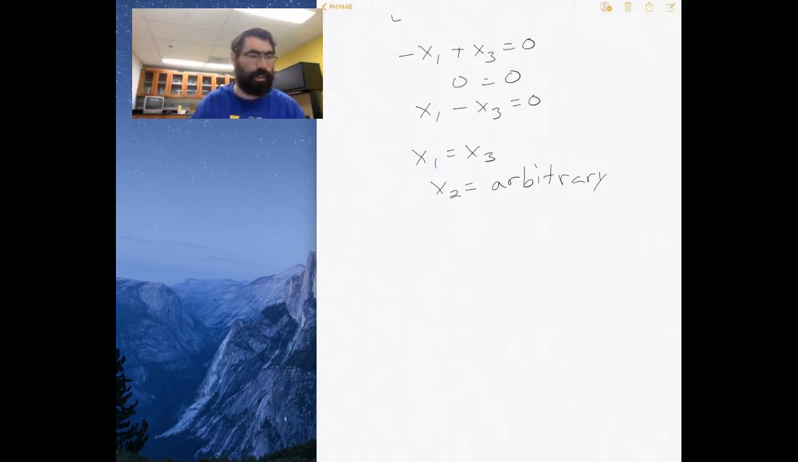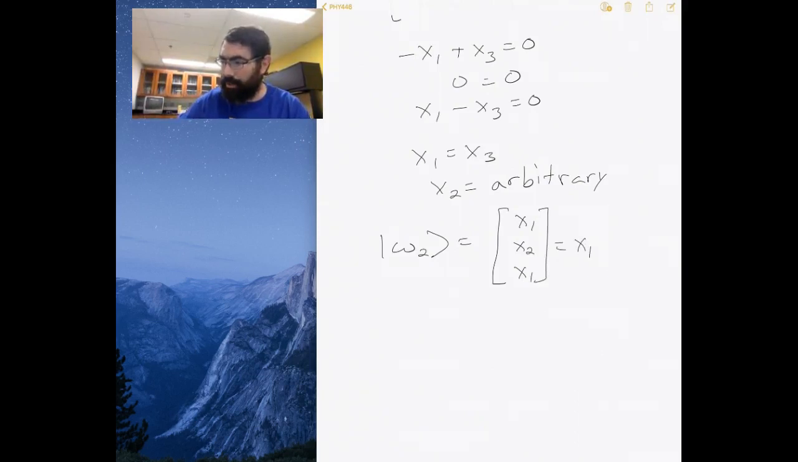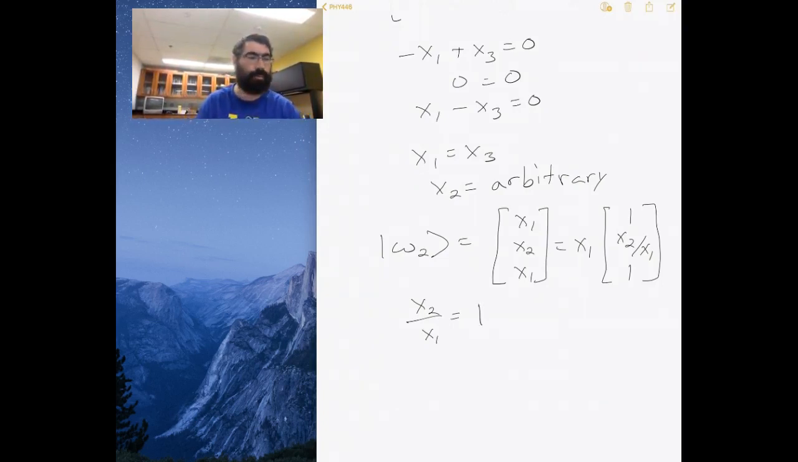Okay, so let's write out the vector. Our second vector is now x1, I'm sorry, 1, x2 is arbitrary, and then I have basically x1. So if I factor out the x1, then I get 1, x2 divided by x1, and a 1. So again, the x1 is going to drop out in the normalization, but we can set x2 divided by x1, which is basically arbitrary. The x2 value doesn't really play into the solution, so I'm going to set that equal to 1.